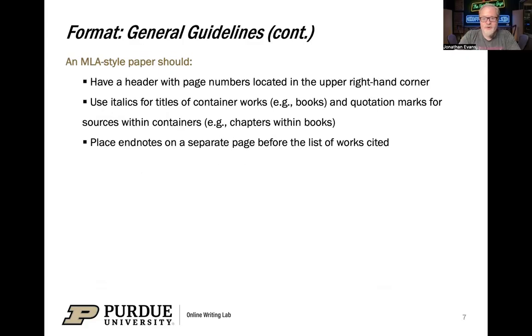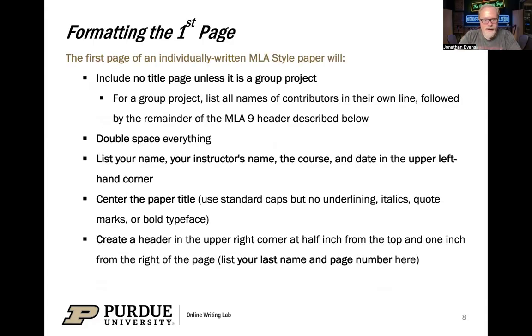Now, I do not require a header, but those usually appear in the upper right-hand corner, and that is different than a heading, which we talked about here. And if something is what's considered a container, such as a book or a movie, it is in italics. And quotation marks are used for sources that are contained within containers, such as a chapter within a book or a song on an album. We'll see that as we go along here. Don't worry about endnotes. We won't necessarily be dealing with those.